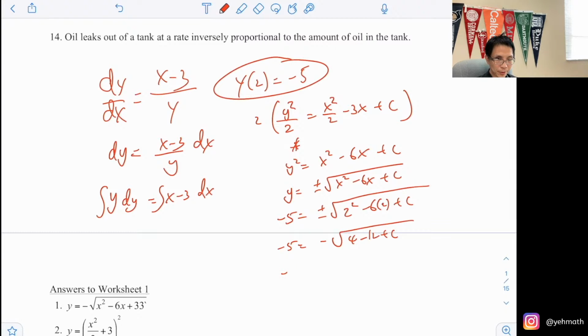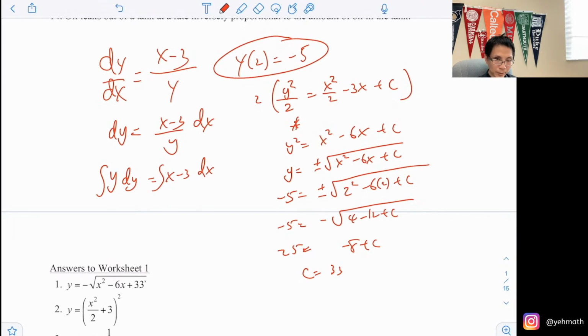So can I square both sides? You're going to say square both sides. It doesn't matter anymore. Sorry, this one, the square root is gone. And the c is equal to what? 33, right? So c equals 33.